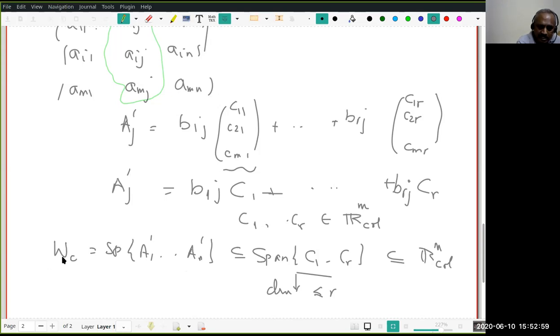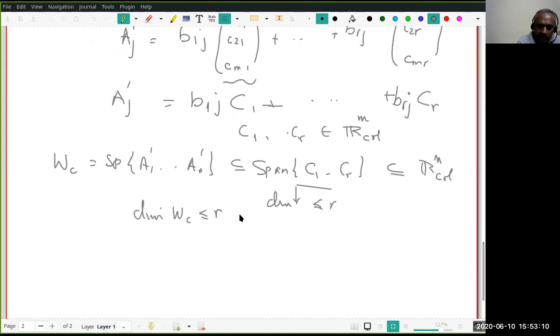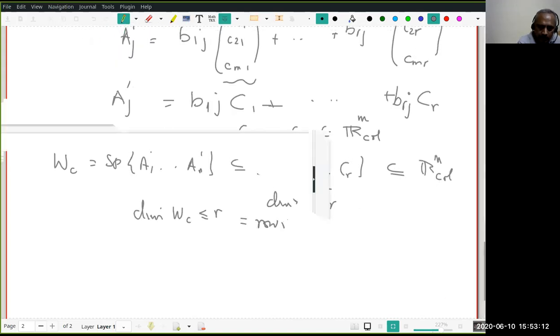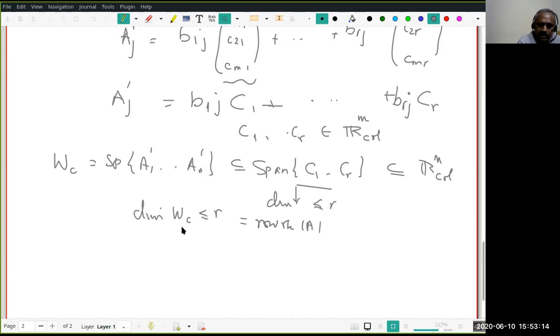Now, this is a vector subspace of our R-dimensional subspace. Therefore, what can I conclude? I conclude the dimension of WC is less than or equal to R. But what is R? That's the row rank. And what is the dimension of WC? That is the column rank of A. So what have we shown? We have shown the column rank of A is less than or equal to the row rank of A.